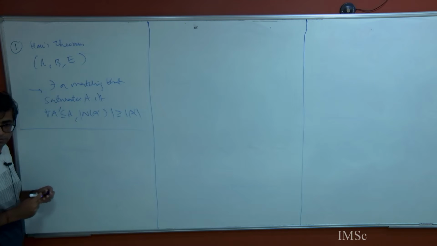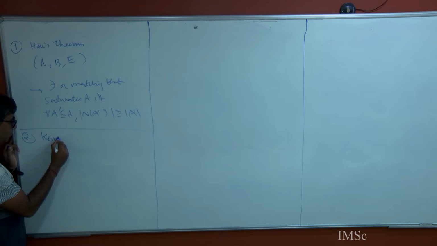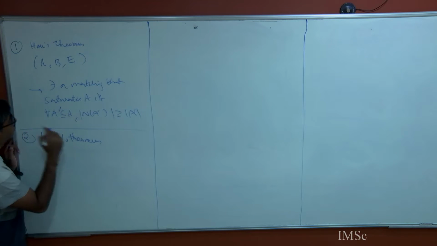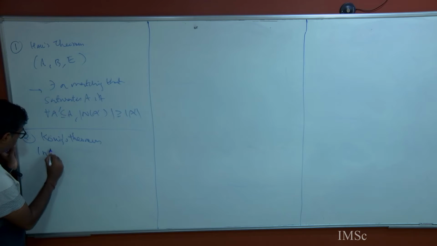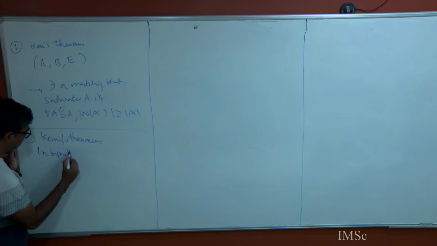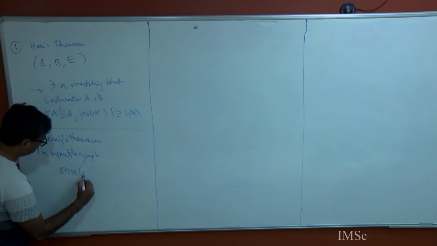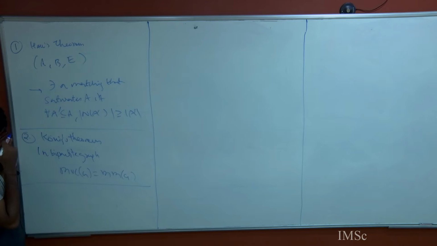Did you also learn Hall's theorem? Yes, no? Okay. So, it is basically a derivative of Koenig's theorem. Did you learn Koenig's theorem? Okay. So, what did Koenig's theorem tell us? The Koenig theorem told us that in a bipartite graph, the minimum vertex cover of G is equal to the maximum matching of G. Okay.